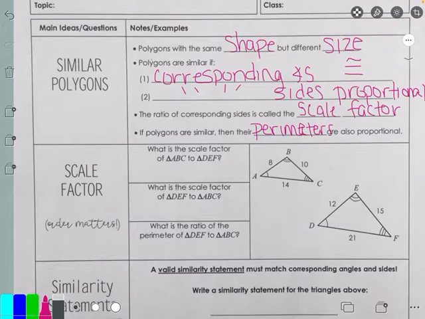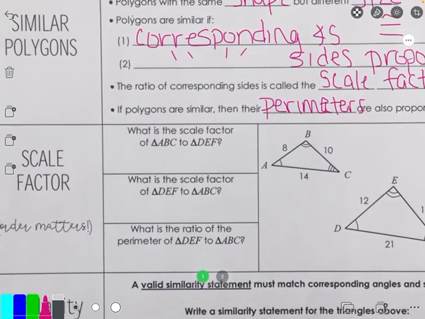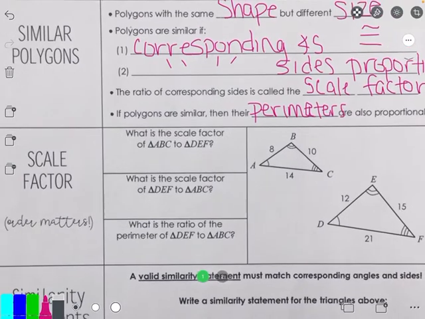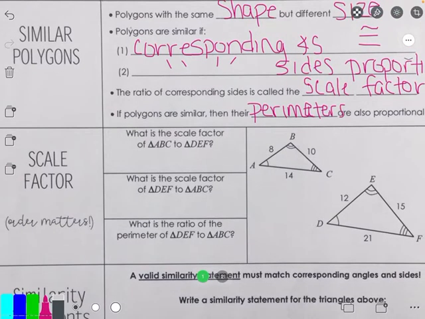Okay. But I really want to get into the scale factors. So we've applied scale factors, but we haven't found them yet. So that's what we're going to do now. Order matters on a scale factor. So if they're saying, for example, in the first one, ABC to DEF, we have to start with ABC. I'm going to just pick the shortest side. So the shortest side of ABC is 8. And then what's the shortest side of DEF? It's 12.